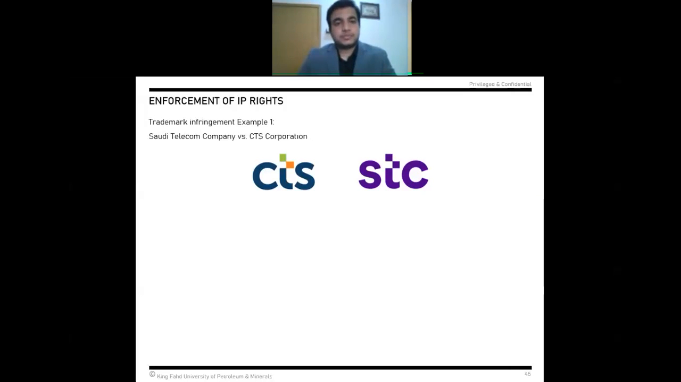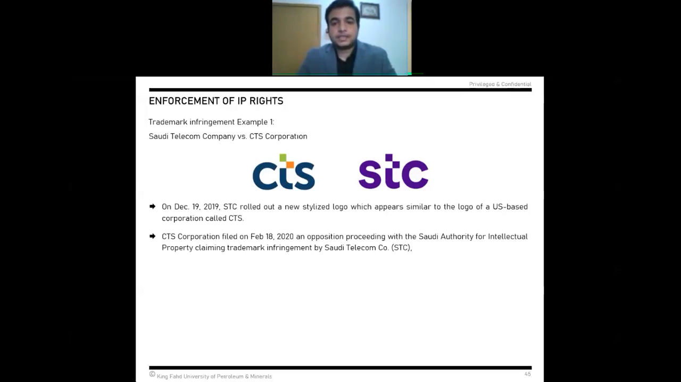The next two examples I'm going to speak about are about trademark. CTS is a company based in the US, and STC is a telecom company based in Saudi Arabia. About a year ago, STC launched a new logo, which you can see on the right. But after the launch, it was found that the logo looked quite similar to the logo of a company called CTS. So CTS tried to speak to STC that they have copied their logo, but since they got no answer, CTS Corporation went ahead and filed in the beginning of 2020 an opposition proceeding with the Saudi Authority for Intellectual Property, claiming that STC has infringed their trademark, which is causing huge losses to their businesses.